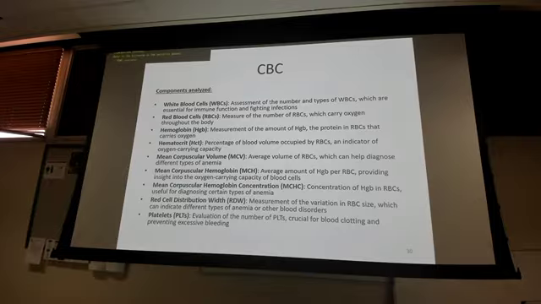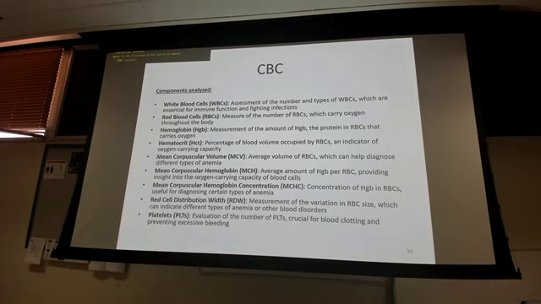All right, so we have our white blood cells that we talked about a little bit. We talked about red blood cells that carry oxygen throughout the body. Then we have hemoglobin, which is the measurement of the amount of hemoglobin, the protein in RBCs that carries the oxygen. Then we have hematocrit, which is the percentage of the blood volume occupied by the red blood cells.